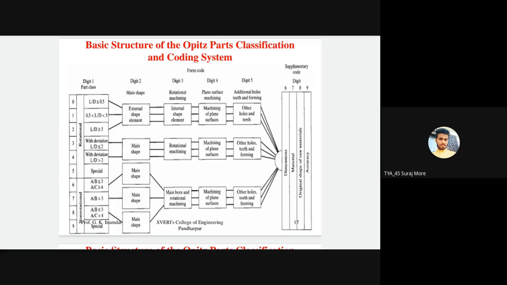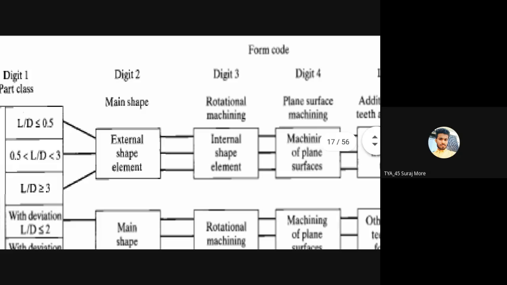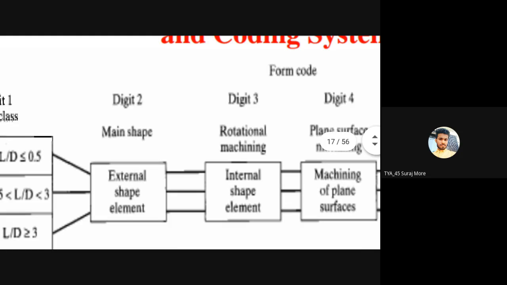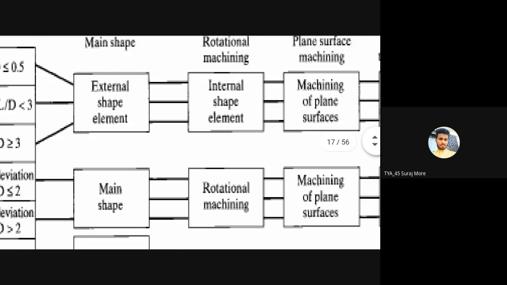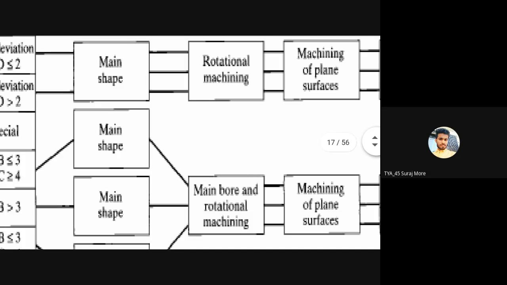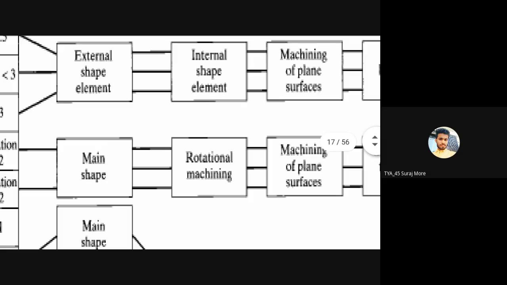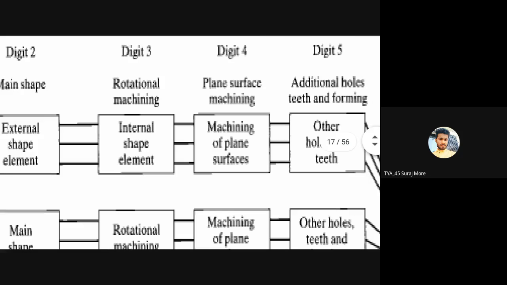Now what is the meaning of the second digit? If you see here, digit number two is the main shape. What is the structure of the main shape? Now digit number three is rotational machining: the rotational internal shape element or main bore rotational machining. Now this can be classified. What is the value of digit number four? Friends, this is only one industry example that we have taken.